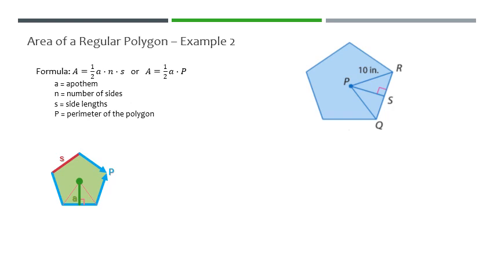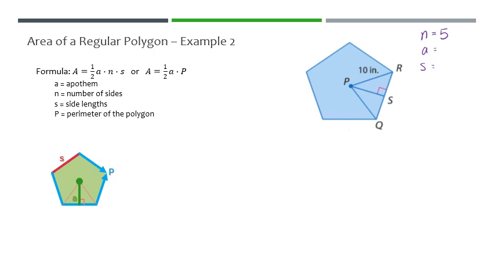So we are not given our side length. We are only given, in this case, our radius, which is 10 inches, and the fact that this is a pentagon. So n, that's the easiest thing perhaps to identify, is equal to 5, but I don't know A, the apothem, and I don't know S, the side length. I need to find both of those.